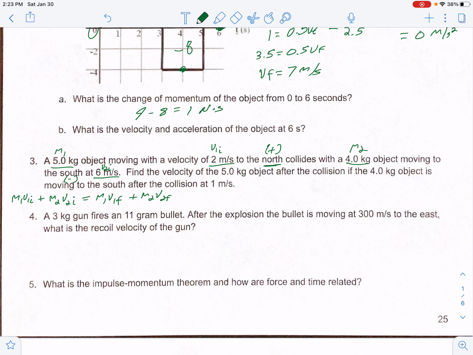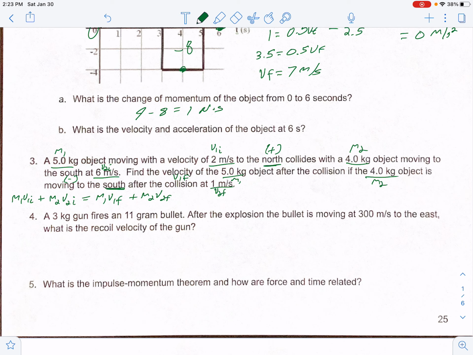Find the velocity of the 5 kilogram object. Okay, so here's my mass 1 again. So that means we're looking for V1 final. After the collision, the 4 kilogram object, there's my mass 2 again, is moving to the south. So watch out for those directions. At 1 meters per second. So that means my V2 final is right here.